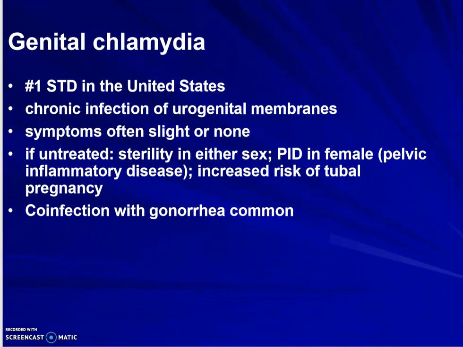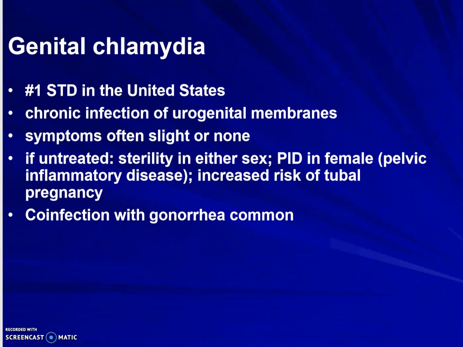And here, moving on to genital chlamydia, that's very common in the United States. It's by far the number one most often diagnosed sexually transmitted disease in the United States. It is a reportable disease, but a lot of times it's not reported because many times it doesn't really cause big problems. It does lead to a chronic infection of the urogenital membranes. The symptoms are often slight or no symptoms at all. And so a lot of times women get diagnosed, but they didn't have any symptoms, so it doesn't even get reported, even though it is a reportable disease.